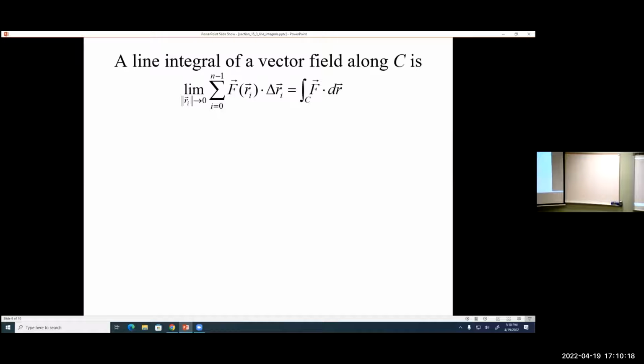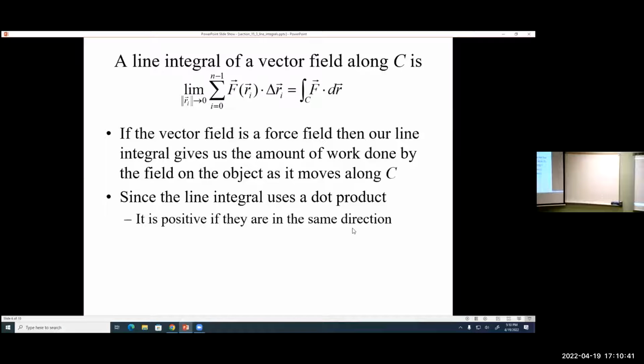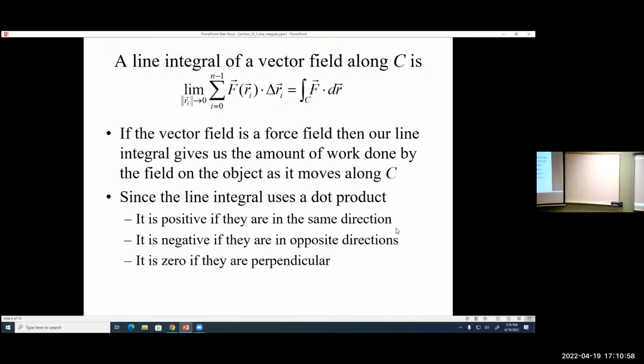Okay. So as we're starting to wrap our heads around it, one way of thinking about this, if our vector field is a force field, gravity or something like that, then what the line integral gives us is the amount of work done by the field as the object moves along the path. Since the integral uses a dot product, if the path is in the same direction as the vector field, it would be positive. If they are in opposite directions, negative. And if they're perpendicular, remember that the dot product gives us 0.